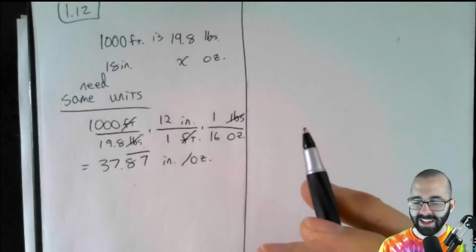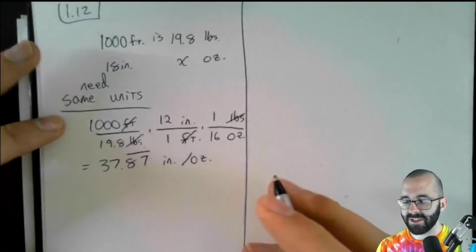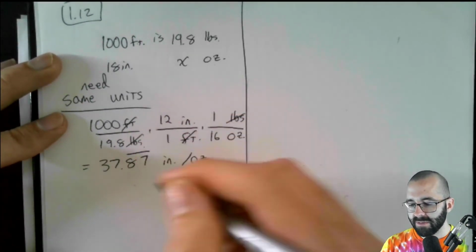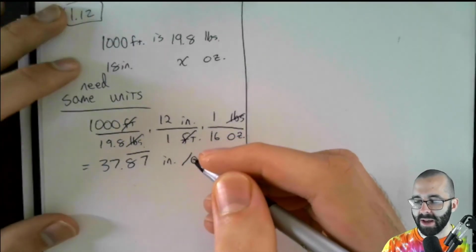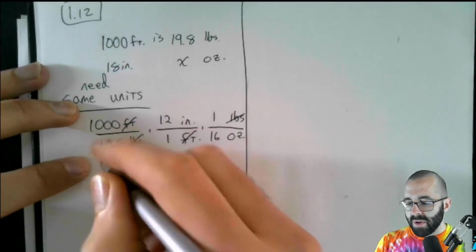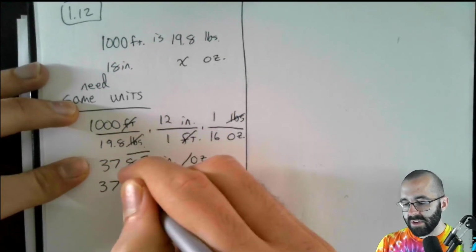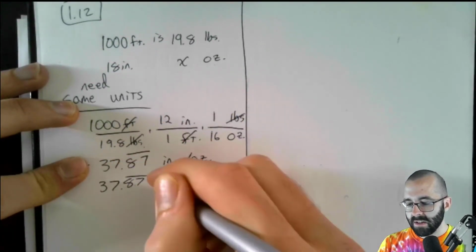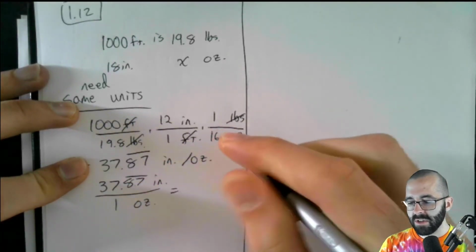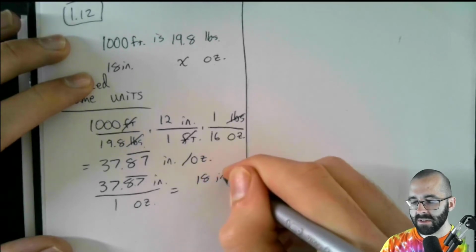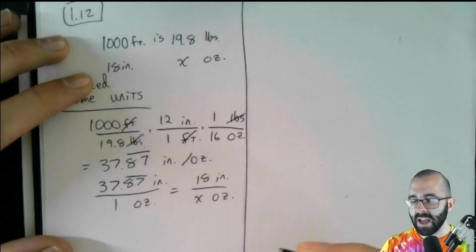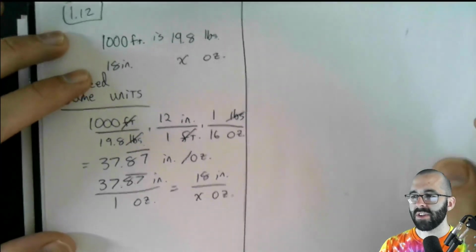Ounces per inch, and then we could just multiply it by 18. A lot of different ways you could solve this problem. My way is a little silly, but this is a standard mathematical way that works. So we could set this up as a proportion: 37.87 repeating inches in 1 ounce equals the 18 inches in our X ounces. And we can multiply this all across and solve.